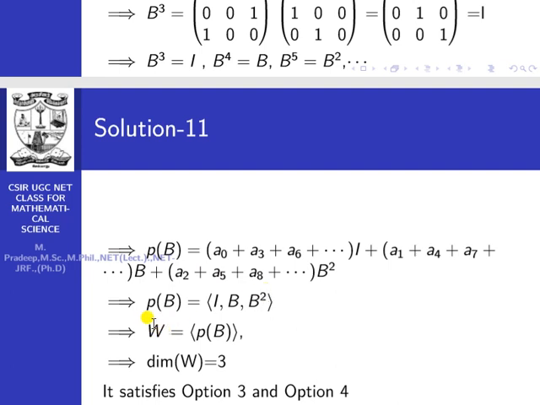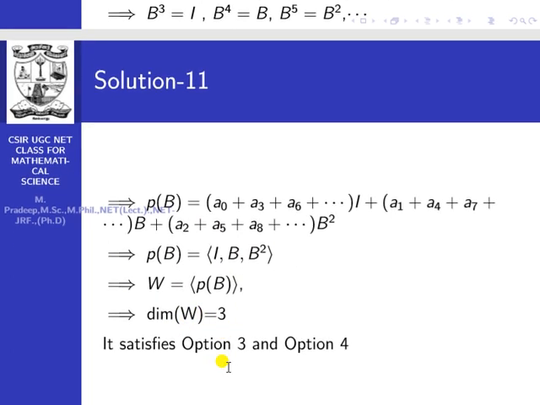From this, what is the vector space W? W is generated by P of B. So P of B is generated by only 3 matrices. So dimension W should be equal to 3. So now your options are given.